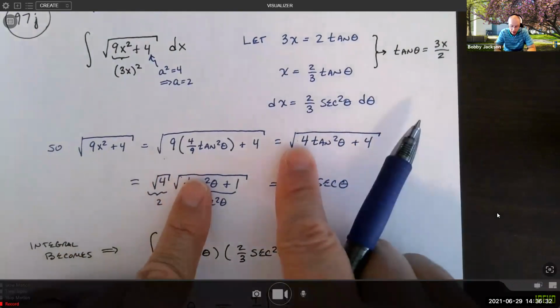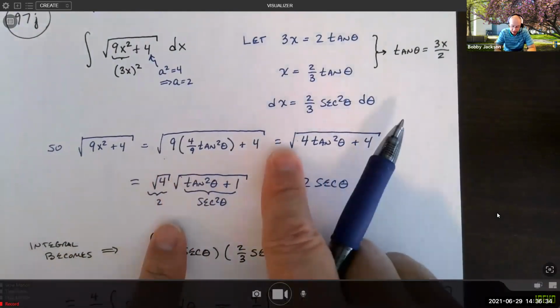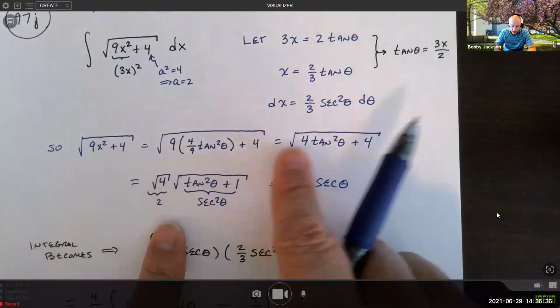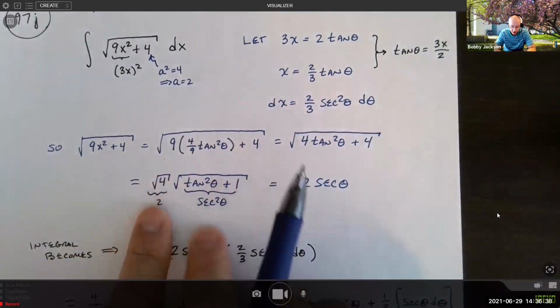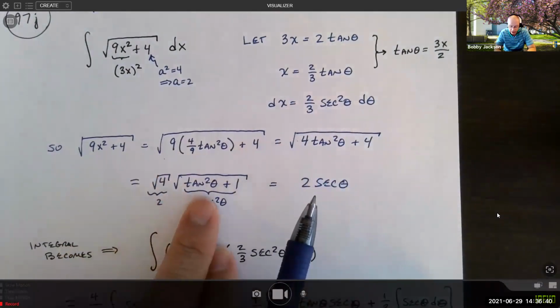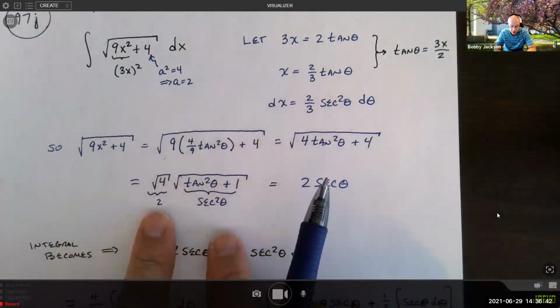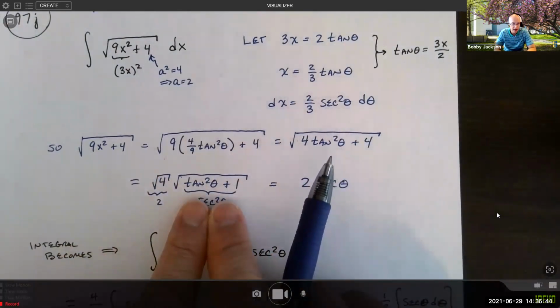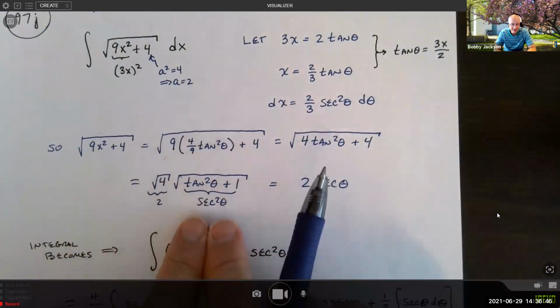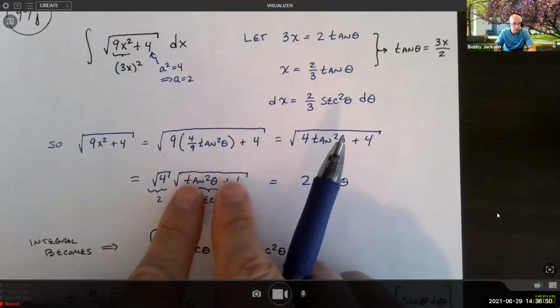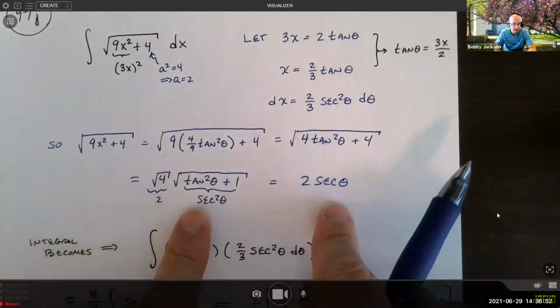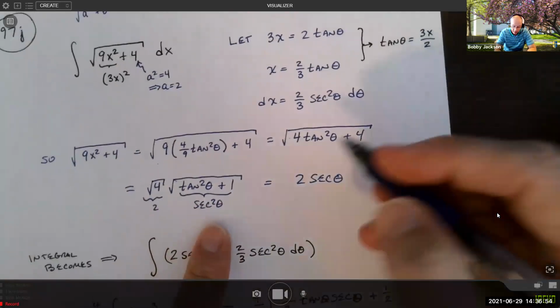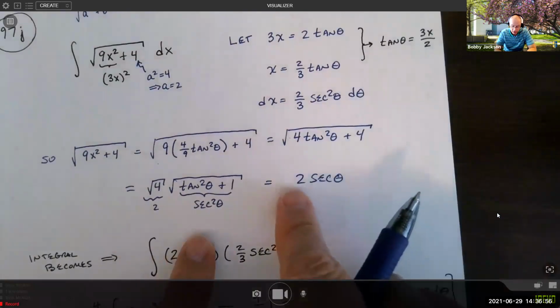Factor out that 4, and in fact pull it out as a factor of the square root of 4. Pull that all the way out, and I'm left with the square root of tangent squared theta plus 1. Of course, the square root of 4 is 2, but with the Pythagorean identity, tangent squared theta plus 1 is equal to secant squared theta. And now I know I've chosen correctly, because the square root of secant squared theta is just secant theta. And then I've got the 2 here, so I get 2 secant theta.